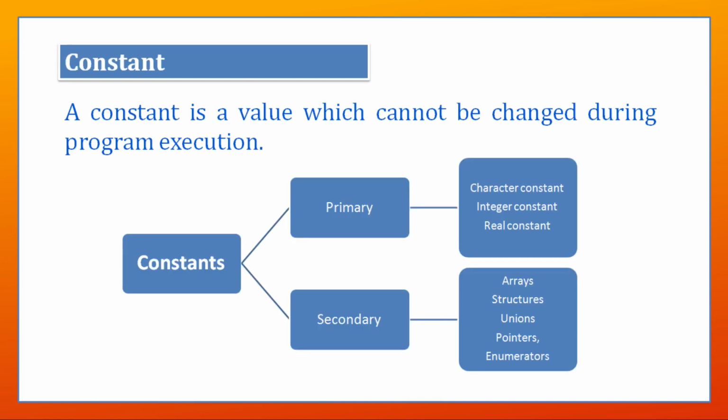Constants. A constant is a value which cannot be changed during program execution. The constants are broadly classified into primary constant and secondary constant. Primary constants are character constant, integer constant, and real constant. Secondary constants are arrays, strings, structures, enumerators, and union.